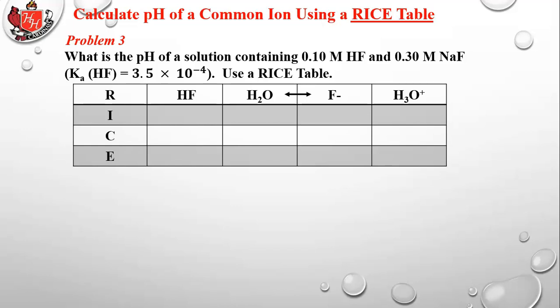So now we can go ahead and fill in our RICE table. So right there, hydrofluoric acid is 0.1. You don't include water. The fluoride ion, it says up there, is 0.3. The sodium fluoride was 0.3. That means the fluoride ion concentration is going to be 0.3. And the hydronium ion is going to be 0 at the beginning.